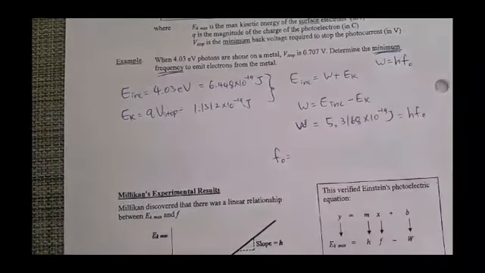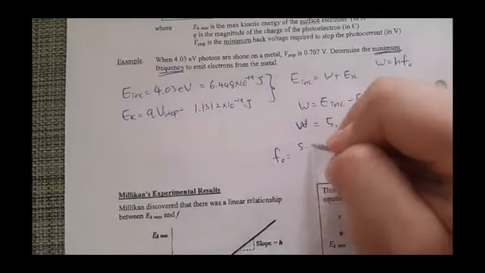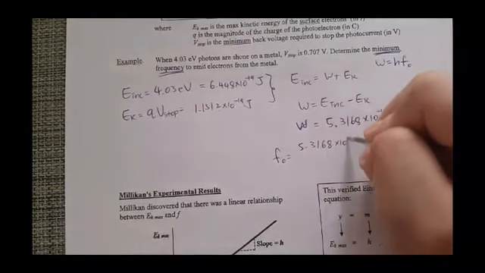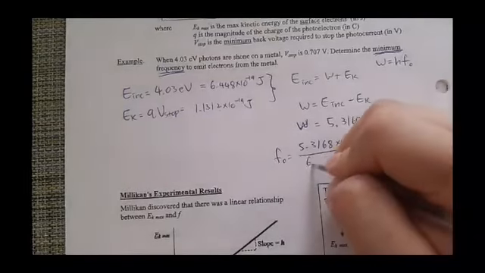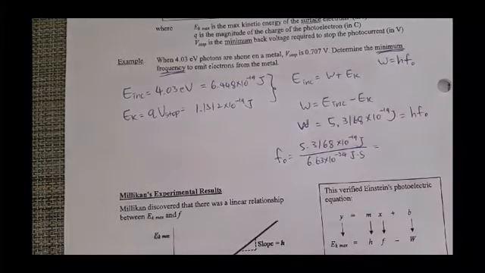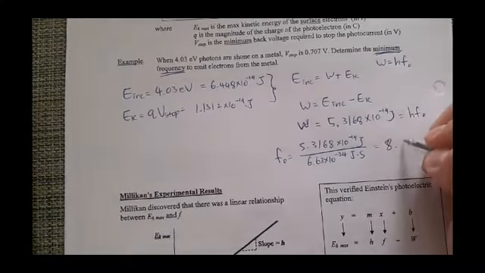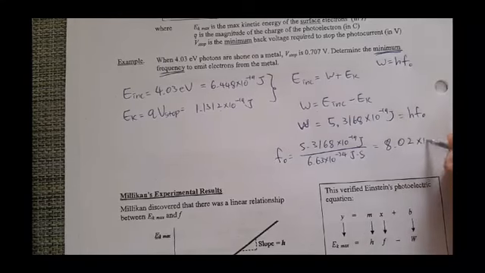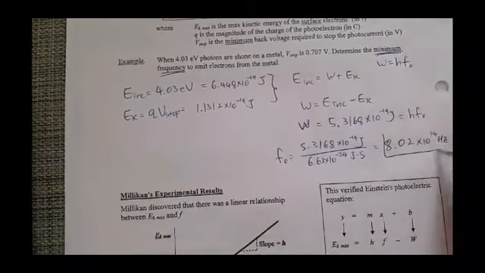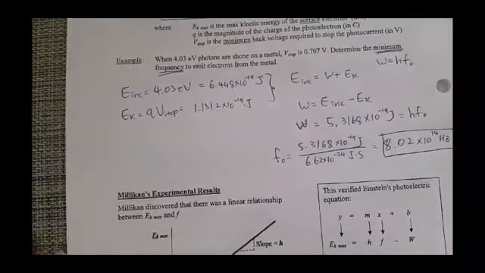So to find out my minimum frequency, the threshold frequency to emit electron from this certain metal, we are basically isolating our Planck constant. Then we're gonna get 8.3 significant digits, so 8.02 times 10 to the power of 14 hertz. That is our minimum frequency for our work function.